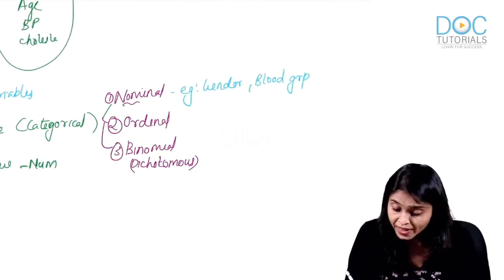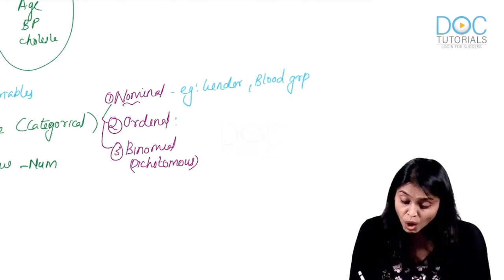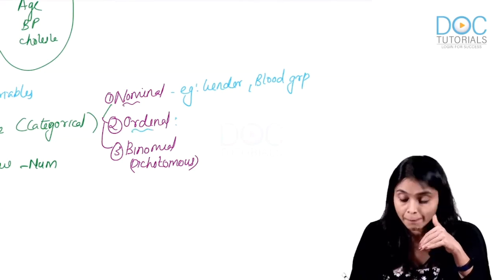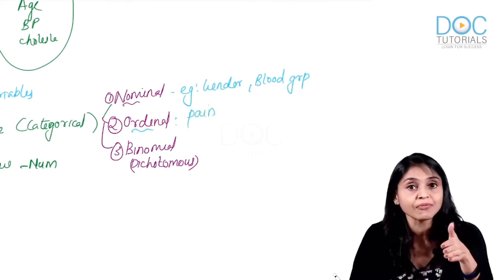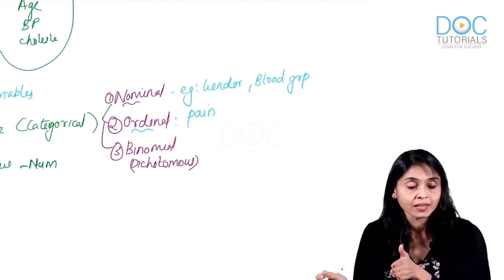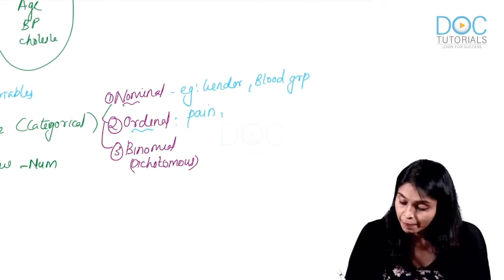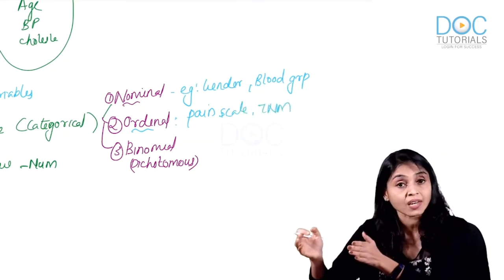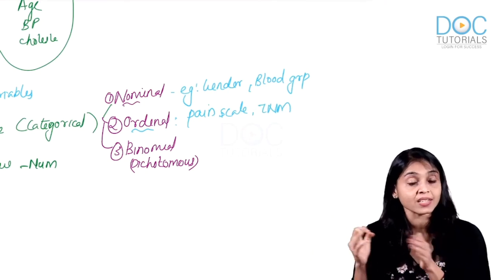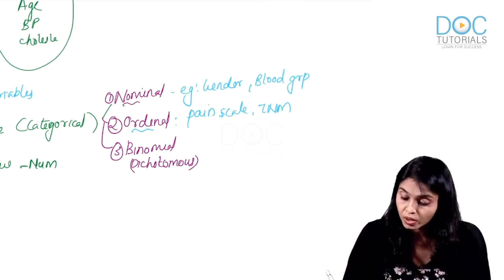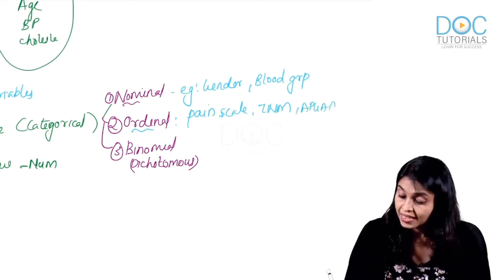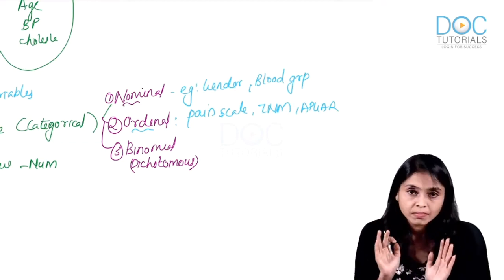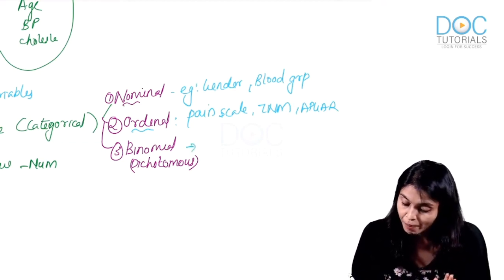Okay. Second is ordinal. Nothing to mug up. As the name indicates, ordinal means there is an order. For example, pain scale, mild, moderate, severe. There is an order, right? Mild is less than moderate, less than severe. Then TNM classification. Stage 1, stage 2, stage 3. There is an order. Stage 1 less than stage 2, less than stage 3, less than stage 4. Apgar score. Then Glasgow Coma Scale, GCS. All these are examples of ordinal variable. Are you with me?